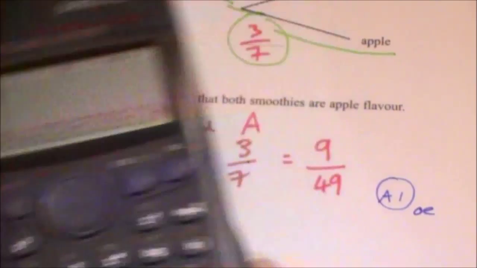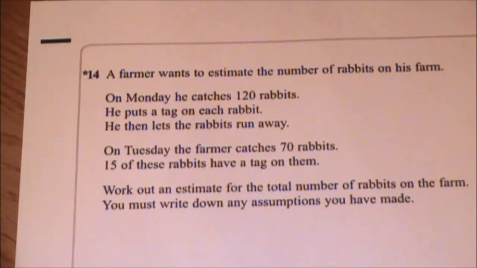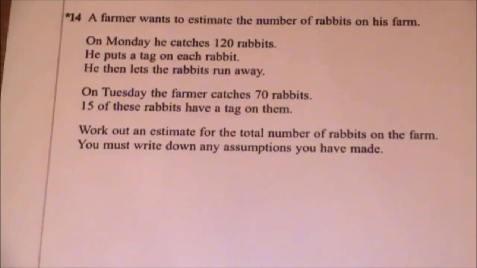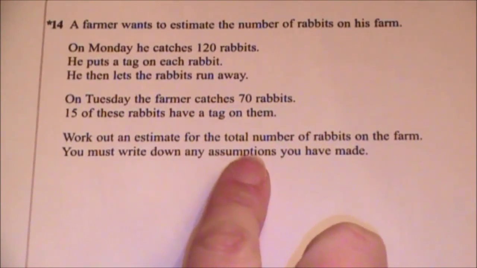So if you've got that answer written down, you would also get the answer mark, okay? Question 14. Now this question is a real thinker, okay? You really have to think about this. And the key to answering this question is all in this final sentence.